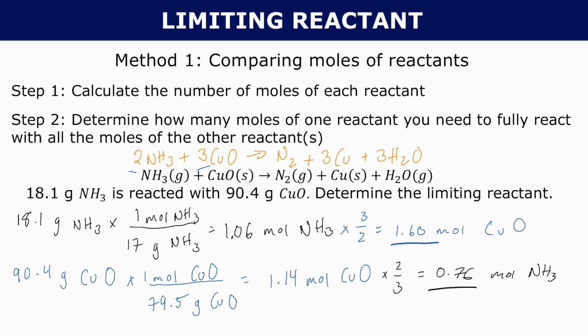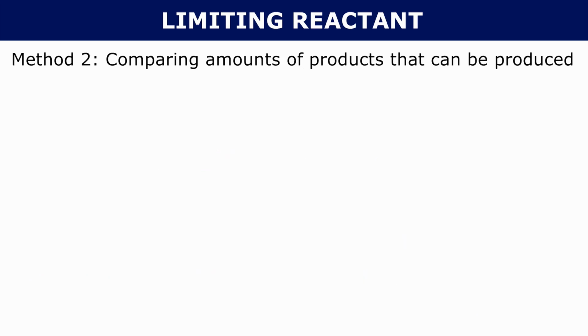So in this case, since we need more copper oxide than we have, copper oxide is our limiting reactant. I said there were two methods, so let's look at the second method, and it's going to involve comparing the amounts of products that can be produced.